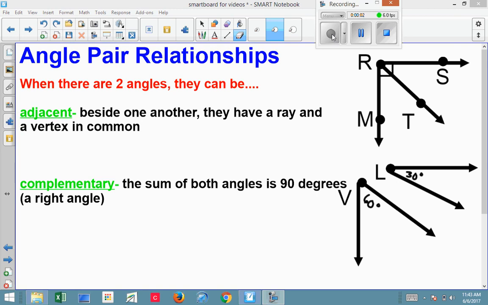Okay, now we're going to look at some angle pair relationships. So when we have two angles, they can sometimes be described as adjacent angles, which means that they're right beside one another and they have a ray and a vertex in common.